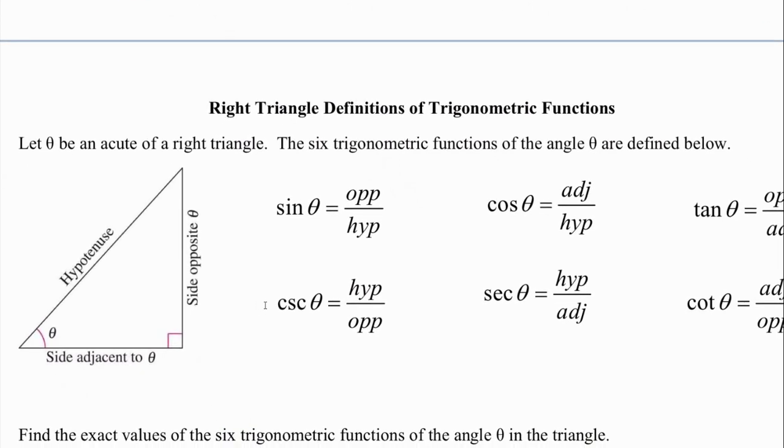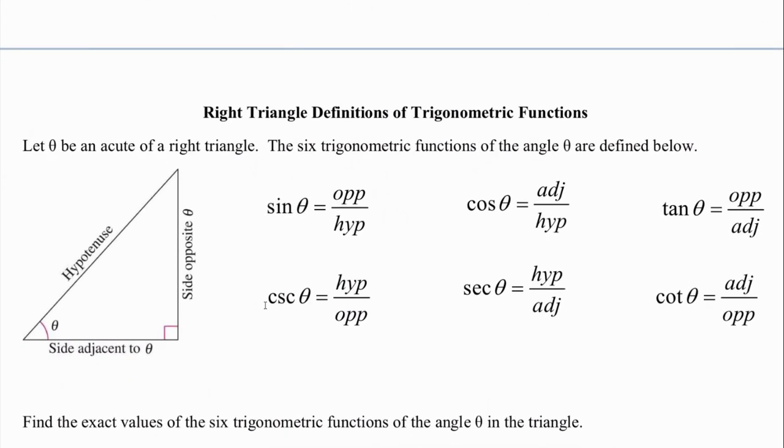So we're going to talk about some trigonometric functions. Some of these you may have heard of before. We want to let theta be an acute angle of a right triangle. So it can be either angle, but for this purpose, we're going to use this one. And we have 6 trigonometric functions of the angles that are defined below. So the first one is what we call sine. It's really S-I-N-E, but S-I-N is the abbreviation. And it is the opposite over the hypotenuse.